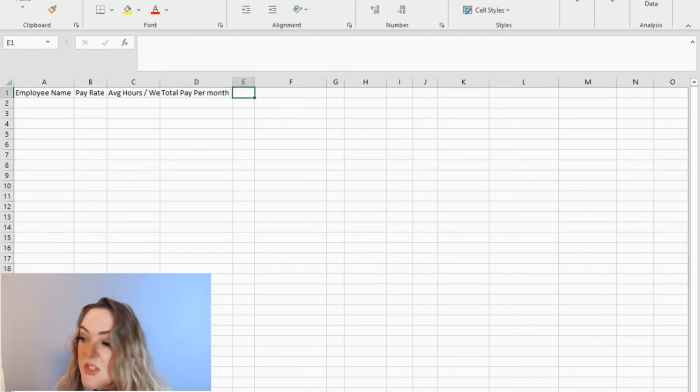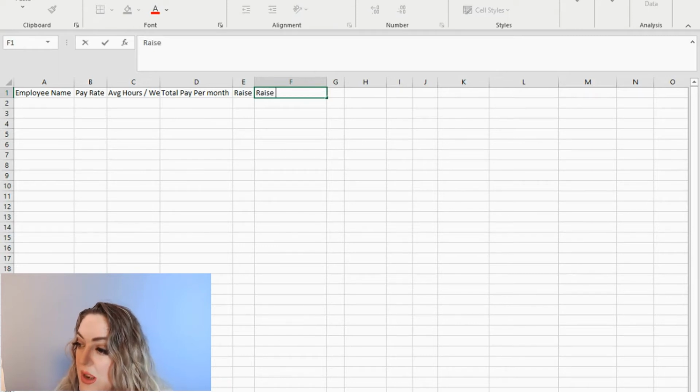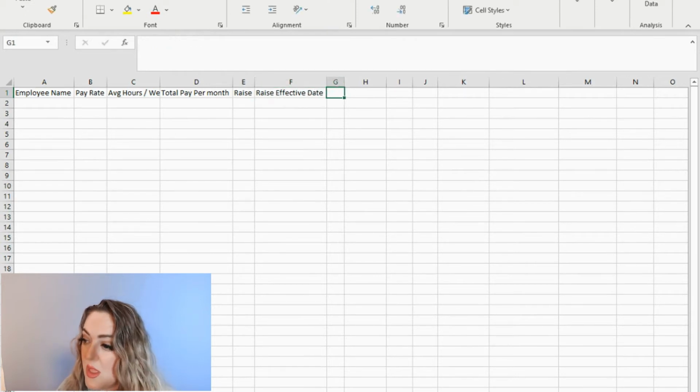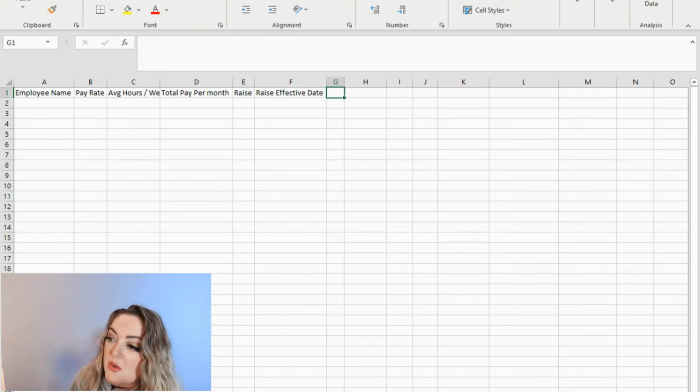But okay, so once you know their average hours per week, this will also let you figure out the total pay per month. And then if you want to give them a raise, you'll want to make sure to note what type of raise they will be getting and when that raise will go into effect. Okay, so those are all the things that you'll want to know in terms of their pay.